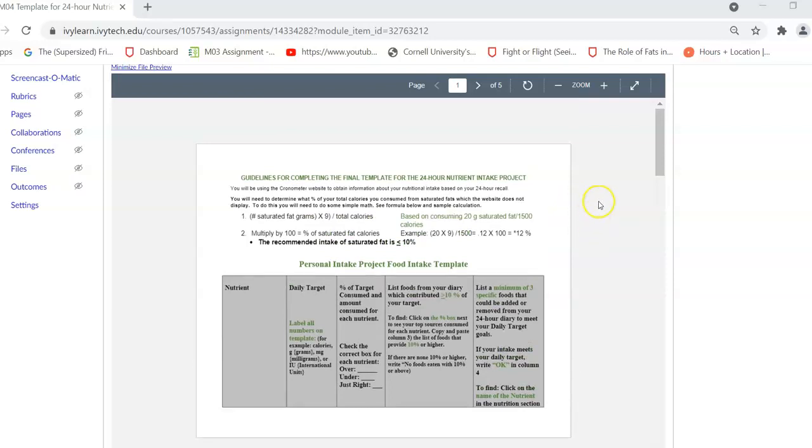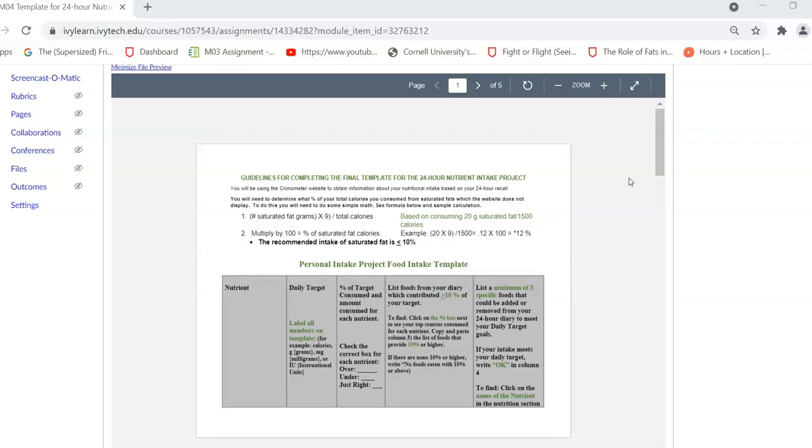So first of all, we are going to start with the top and read through the directions. You will be using the Chronometer website to obtain information about your nutritional intake based on your 24-hour recall. You will need to determine the percent of your total calories you consumed from saturated fats, which the website does not display. To do this, you will need to do some simple math. See the formula below in sample calculation.